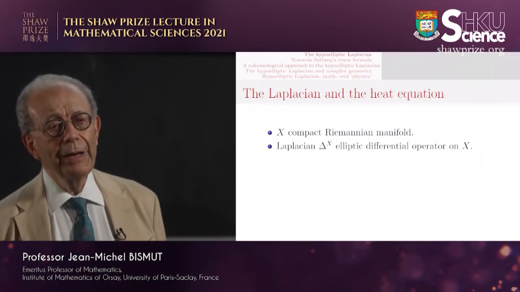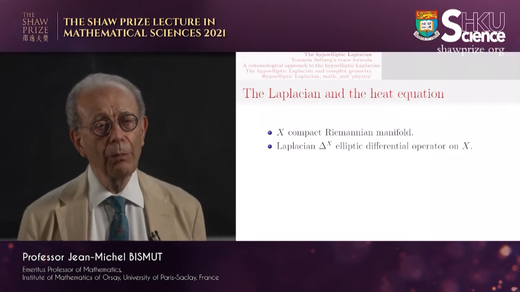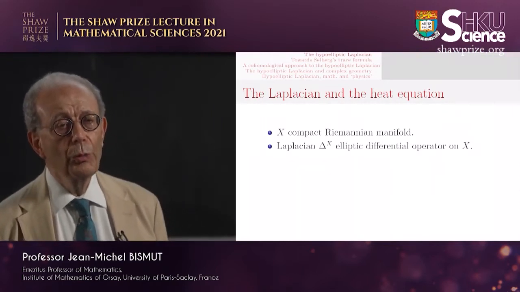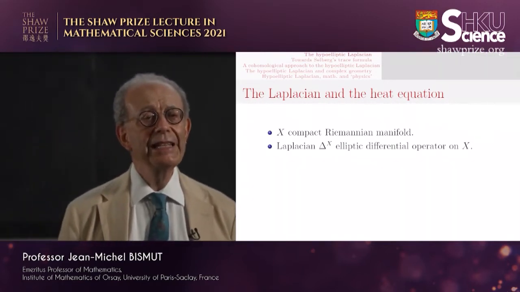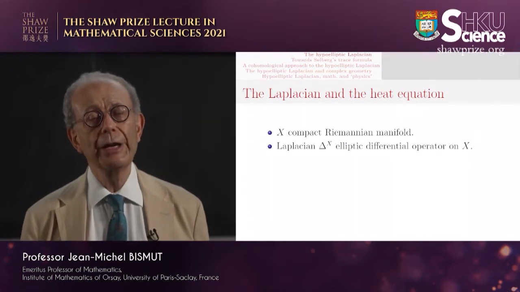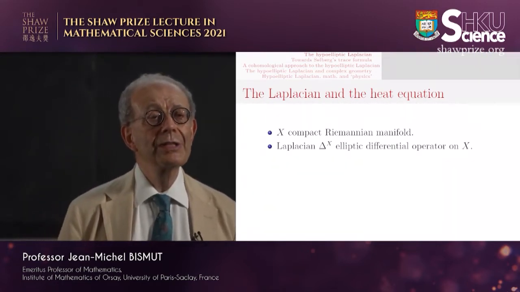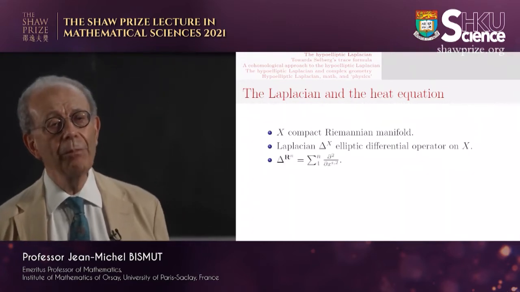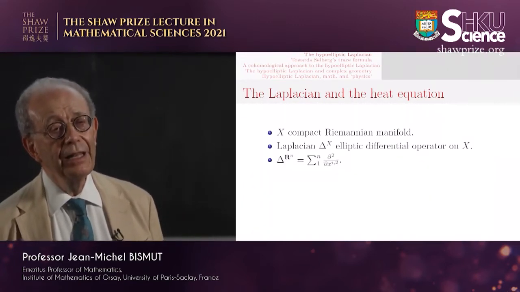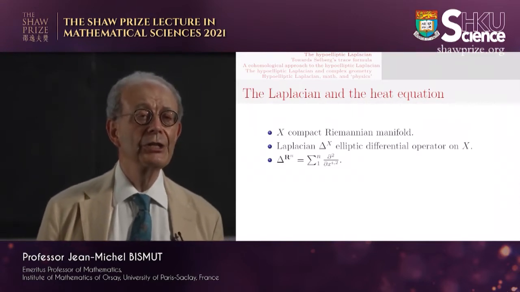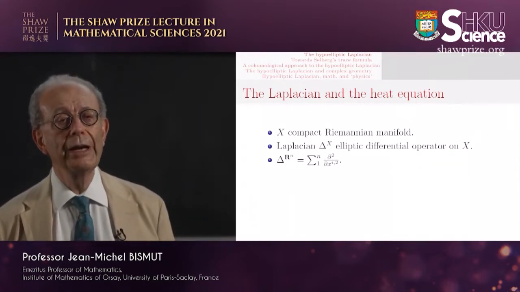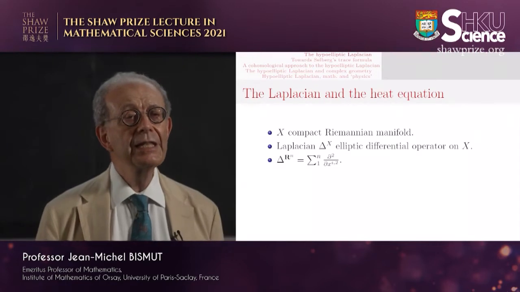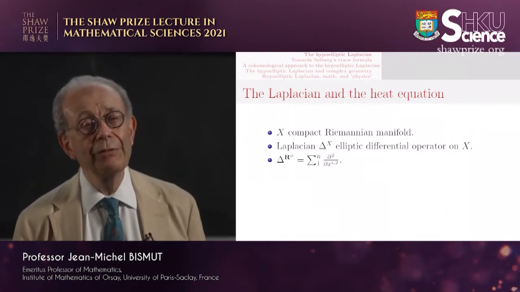Now, on a Riemannian manifold, there is a differential operator of order 2, which is the Laplacian. That's an elliptic differential operator on X. That's the most standard sort of differential operator. And here is an example. In the case of Rn, the Laplacian on Rn is just the sum of the squared derivatives. This is an example of an elliptic differential operator.